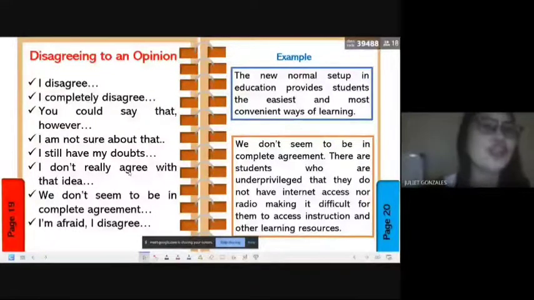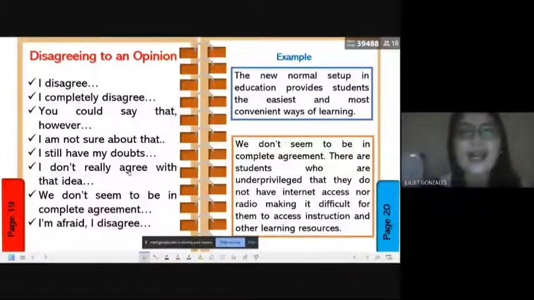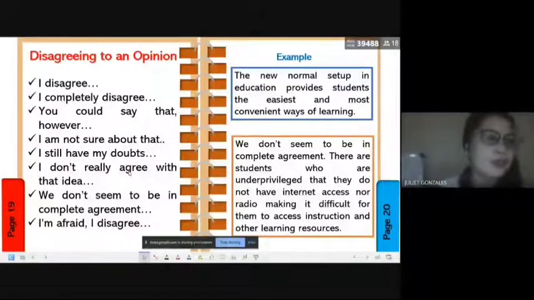So this time, you go to your chat box and construct a statement using any of these expressions that is used to express disagreement. Okay, your 1 minute starts now. Okay, at the count of 3, kindly send your answers together. 1, 2, 3, go.